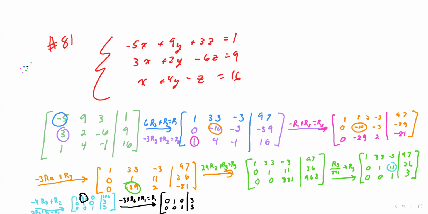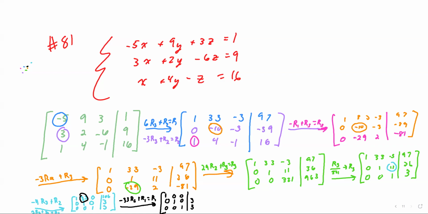So this is going to be negative 33 times 0 plus 1 gives me 1. I did not want to change that. Negative 33 times 1 is negative 33, plus 33 is 0. That's what I wanted. Negative 33 times 0 plus 0 gives me 0. I did not want to change that one either. Now I can move on to this last step.